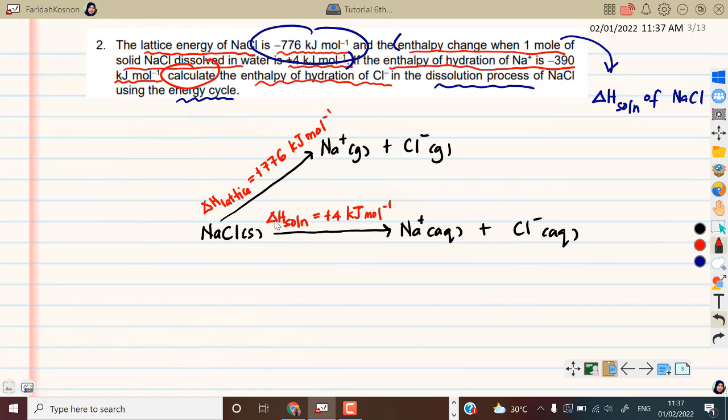Maksudnya dia nak pisahkan particles dia tu menjadi sodium ion gas and chloride ion gas. Jadi tenaga diperlukan. So the lattice energy value is positive value here, not negative. Kalau negatif maksudnya dia nak form solid ionic compound daripada gaseous ion. Itu proses yang terbalik daripada lattice dissociation. Next, what happened? Each gaseous ion undergoes hydration.